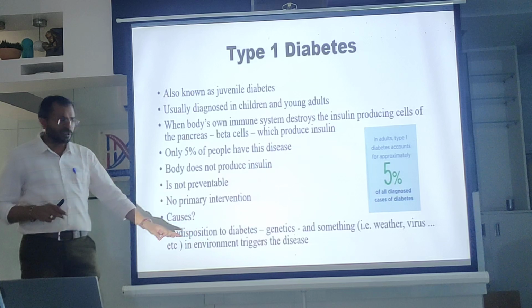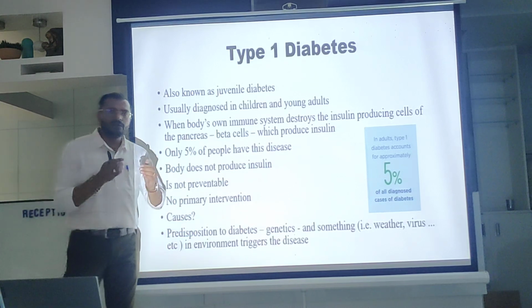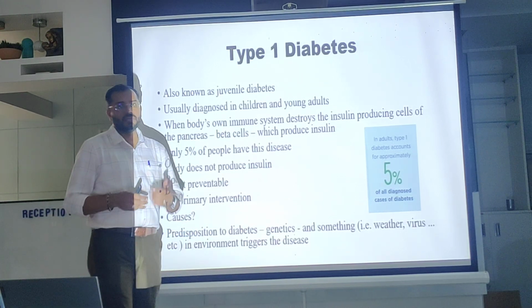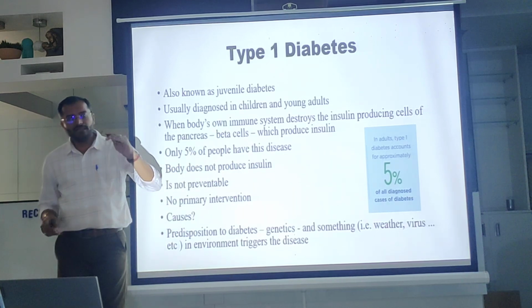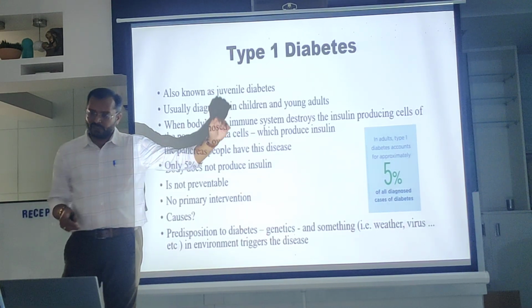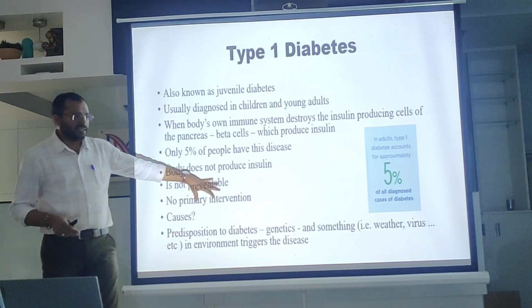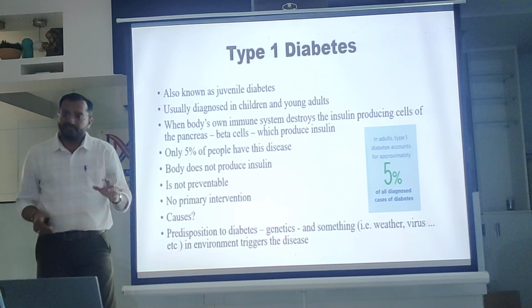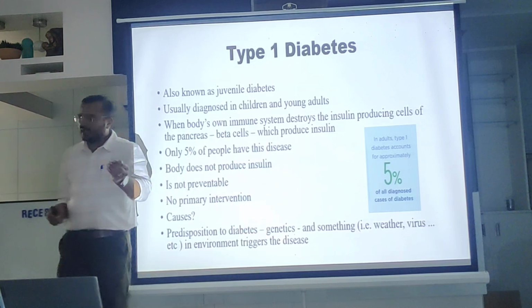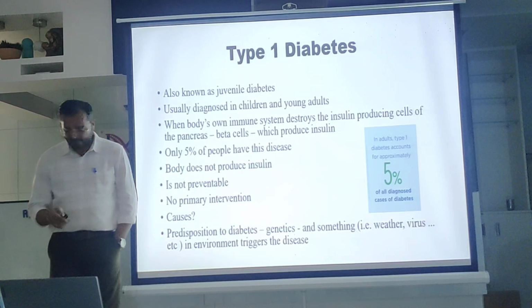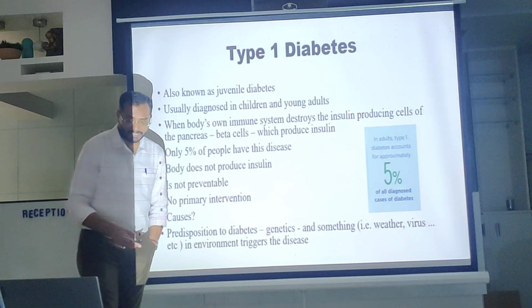And some environmental factors. As homeopaths, we know, as sir always says, there is soil, seed and season. So if the genetic environment is there, but the seasons change, that is what the environmental factors are, which can provoke and produce diabetes. So this is type 1 diabetes.